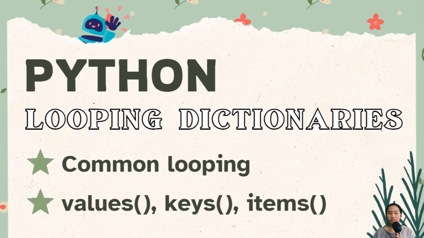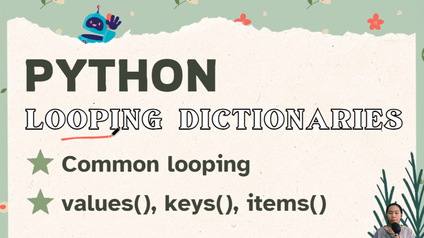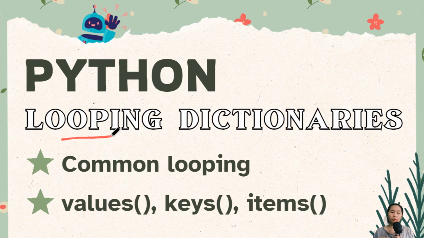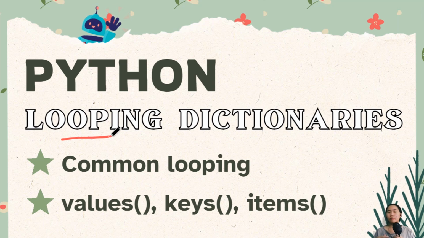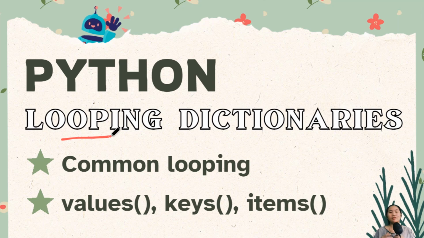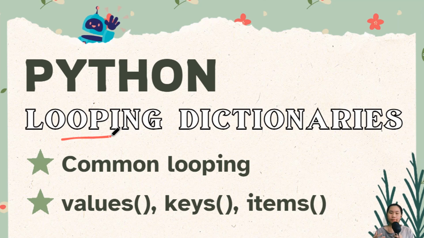For our next lesson today, we'll be looking at looping dictionary. All right, for every data type we've learned looping, and we've learned adding and removing items. Now this time it's up to dictionary. And we'll be taking a look at the common looping, like the for loop, and then the methods that help with looping dictionaries as well, such as values, keys, and items.